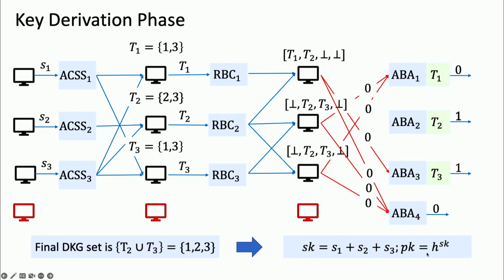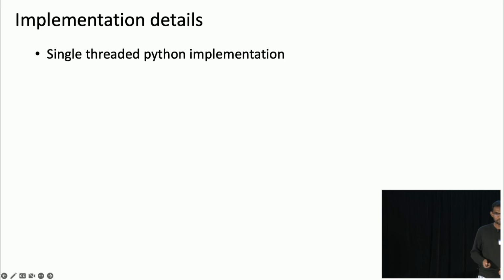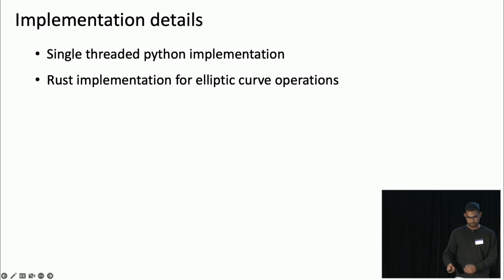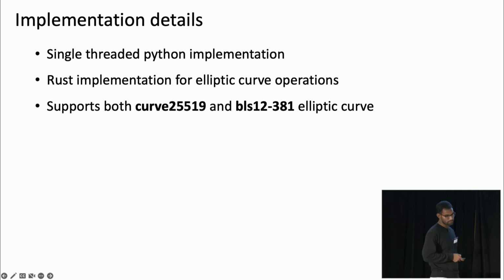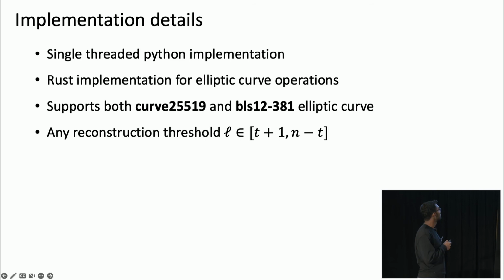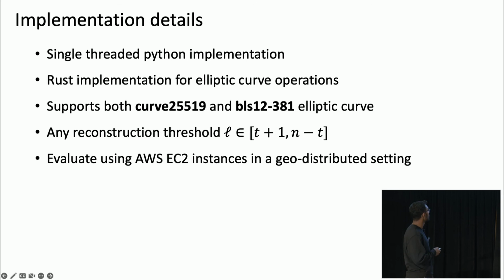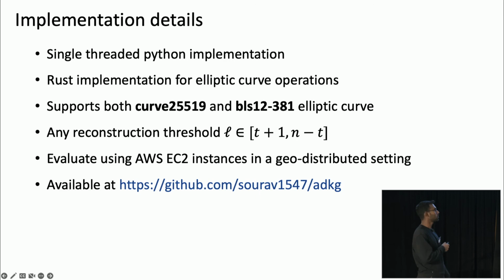So, implementation details. We have a prototype implementation, a single-threaded Python implementation. For cryptography operations, we use a Rust backend. We support both Curve25519 and BLS12-381 elliptic curves. And we support any reconstruction threshold from t plus 1 to n minus t. Reconstruction threshold is the degree of the polynomial which is used to secret share the final secret key. We evaluated our protocol using AWS in a geo-distributed setting, and the code base is publicly available. Do not use this code for production, it's just a prototype.